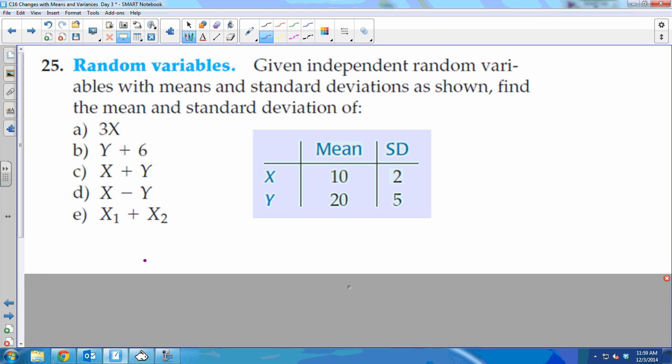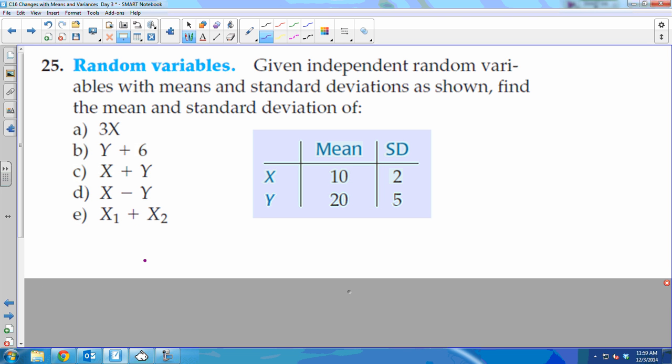All right, so here's the first one. Given independent random variables, so we know they're independent, we don't have to worry about it. With means and standard deviations as shown, find the mean and standard deviation of, and it gives you 5 things you have to do. Some of these are easier than others, no big deal. Okay?